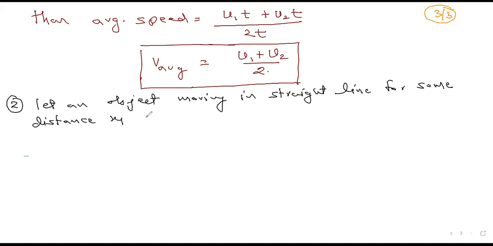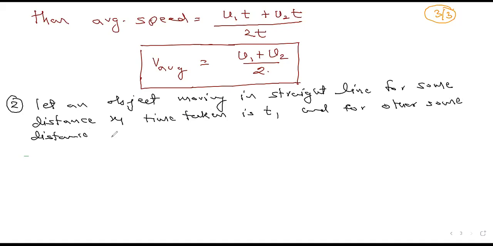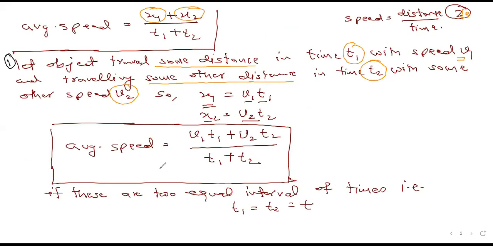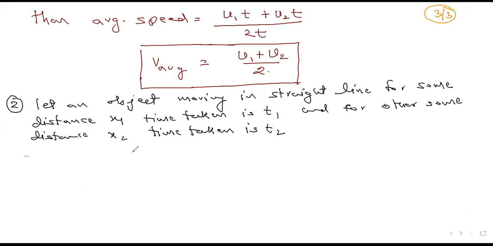For some distance x1, time taken is t1. And for some other distance x2, time taken is t2. Now you see what we are saying, that in this condition, for x1 distance the time is t1, and for x2 distance the time is t2. Okay, so the condition was the same as for average speed.